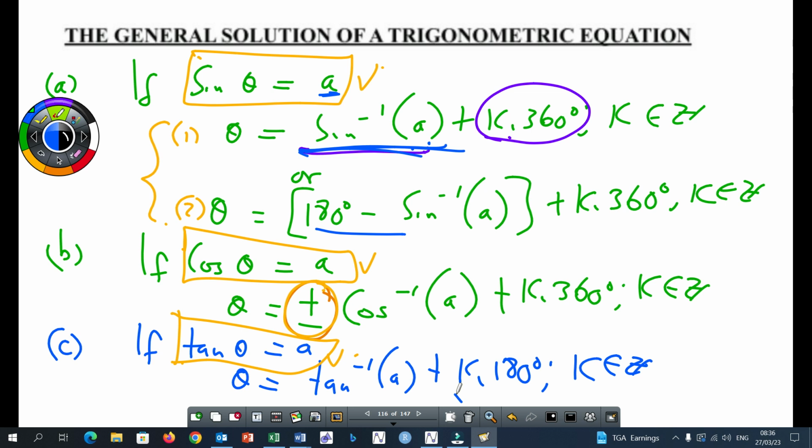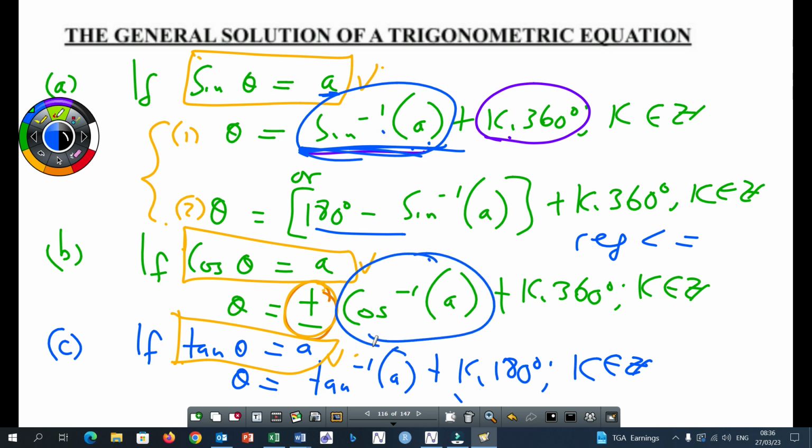So there's no need to write quadrant 1, quadrant 2, no. Also, there is no mark for writing the reference angle equal to. There is no mark for that because the reference angle is this one here. That's the reference angle. This one here. That's the reference angle. If tan is negative, it's still going to get the same. Yes, it's going to be the same.